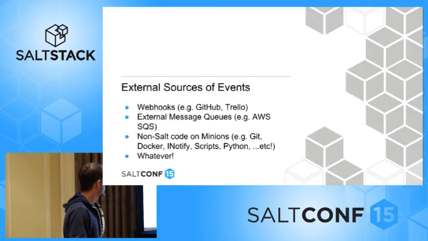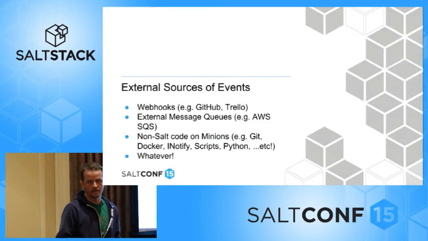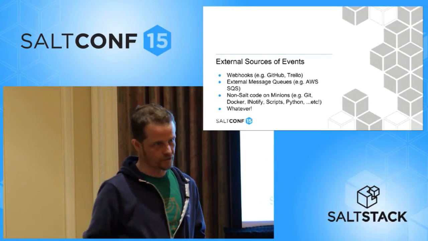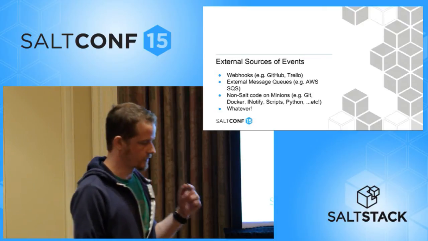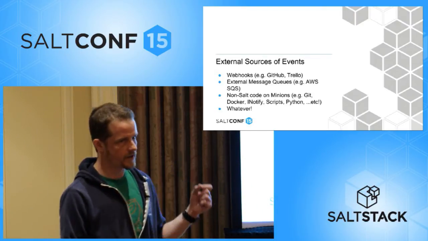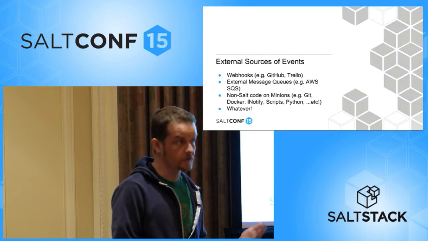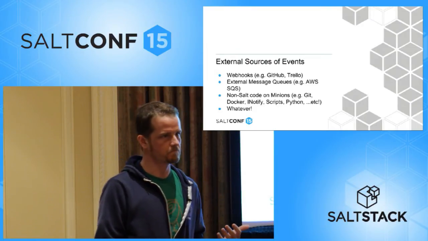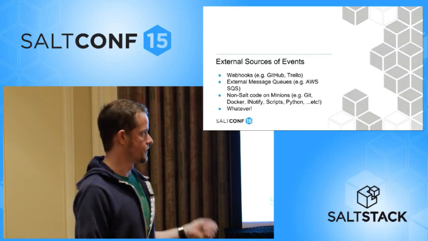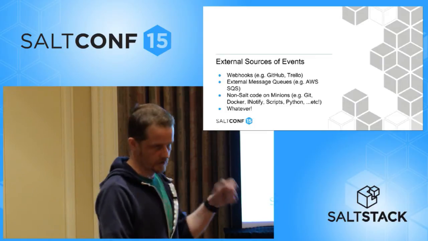External message queues. This is one I have personally used a lot. As I said, a lot of my use cases involve CloudFormation with Amazon, which is like an orchestration tool for AWS. When you're running a CloudFormation template, it will send out events to an SNS topic, which is their sort of notification system. And those SNS topics can also use a webhook, but then you've got to have a web server up that's publicly accessible. Another option with that is you can have them forward to an SQS queue, which is Amazon's message queue as a service, and then just long poll that queue.